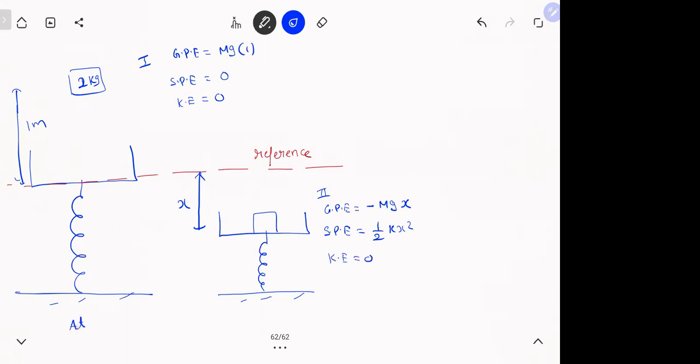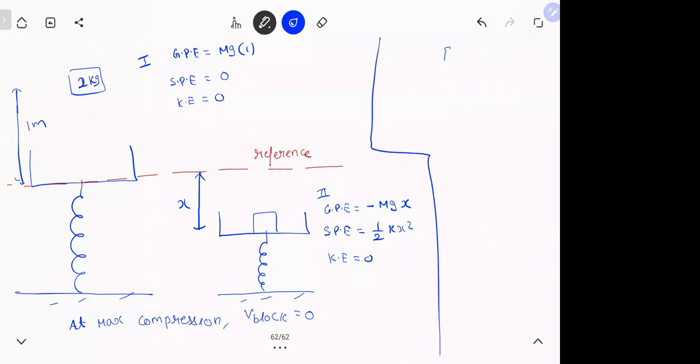So you need to understand this thing. At max compression, velocity of the block is 0. Why? Think now, if the speed is not 0, the block will continue to go further. So it is compressing more, right? That means it is not maximum. Then, since work done by external force is 0, initial energy is equal to final energy.